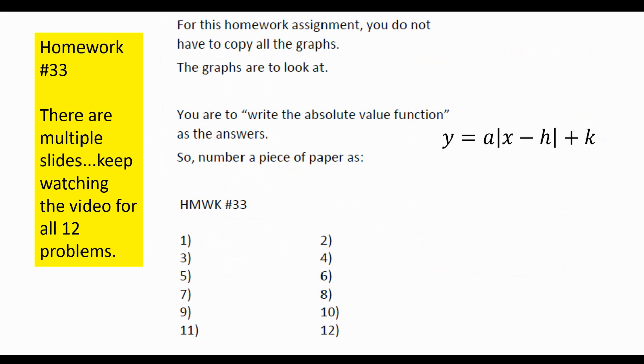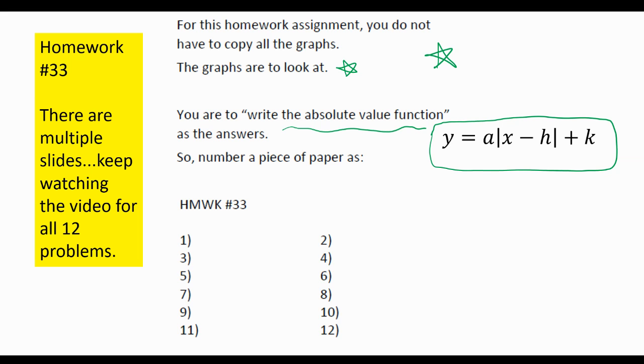Okay, so here's your homework, number 33. There are multiple slides. Keep watching this video for all 12 problems. For this homework assignment, you do not have to copy all the graphs. The graphs are to look at. So you have to write the absolute value function using this, right? So you might want to write that on your paper, and then number a piece of paper, just like this down here.